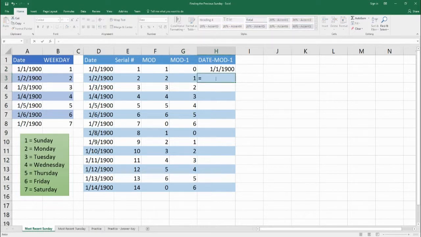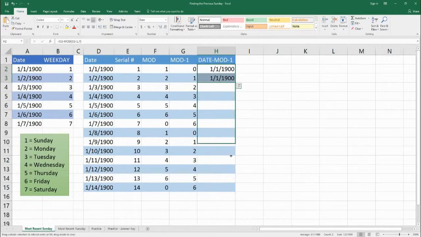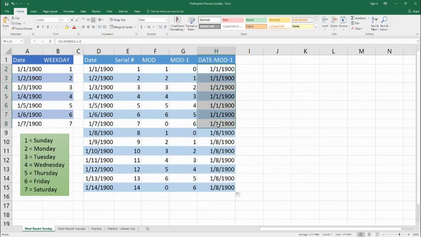So let's do it one more time. We're going to take the date of D3, which is January 2nd, 1900. We're going to subtract the modulo of January 2nd, 1900, and we're going to take that serial number and subtract 1, and then divide that number by 7, and that will give us a new modulo number, and we're going to subtract that from the date of January 2nd, 1900. Now it's giving us the same date of January 1st, 1900, because this is a Sunday, as we see over here. So if we drag this all the way down, we're going to have 1 week of all the January 1st Sundays, and then the next week is going to be a week of all January 8th Sundays. Okay, because here January 8th is a Sunday, and we don't want to move back. January 9th is a Monday, and we want to move back 1 day, and so on.